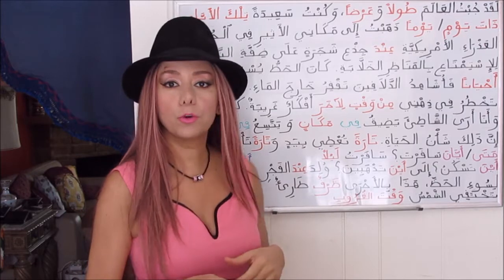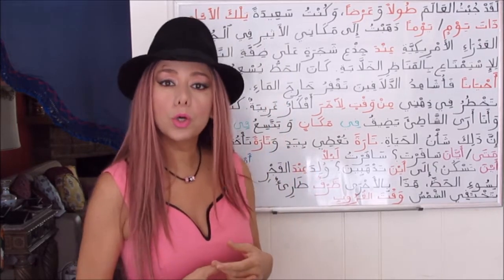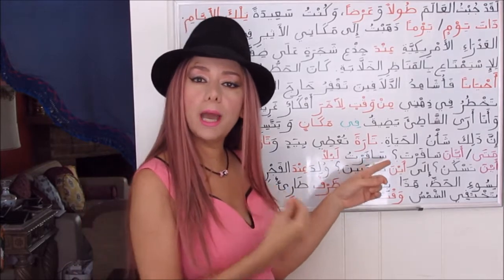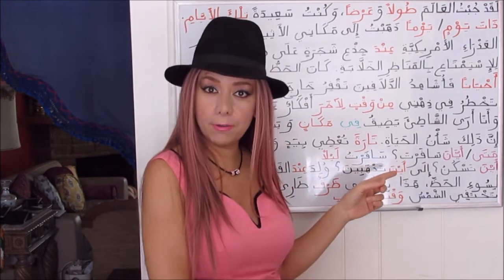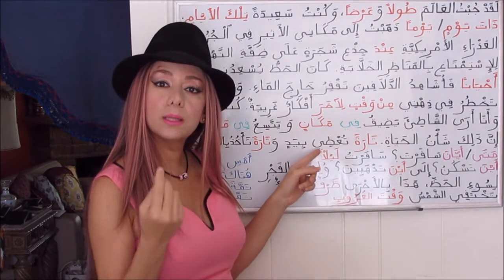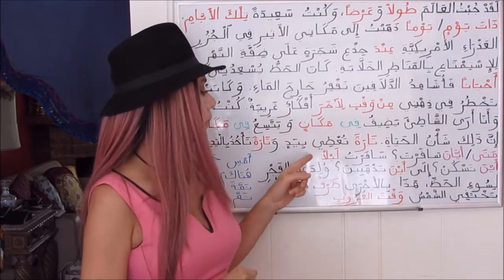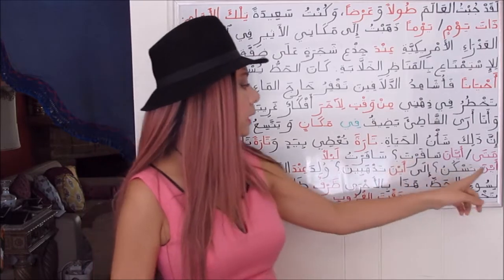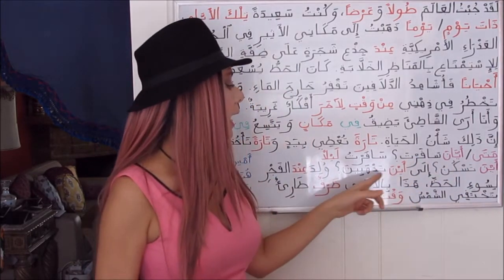ليلا is an adverb of time, ظرف زمان, referring to the time of the action of the verb سافر. With تنوين, with double فتحة, ليلا. أين تسكن? Where do you live? إلى أين تذهبين? Where are you going?